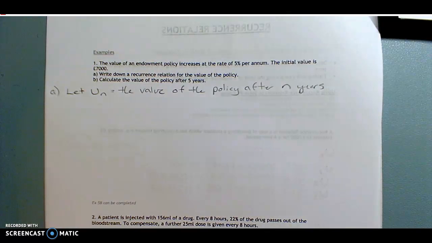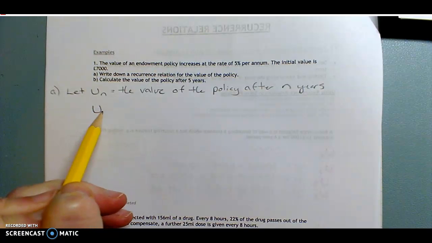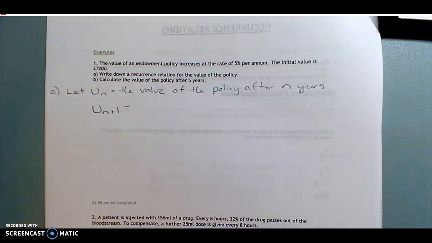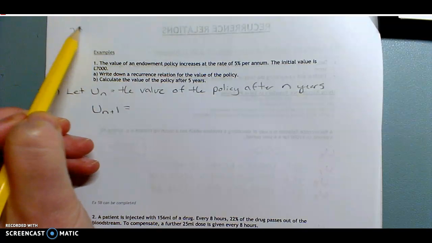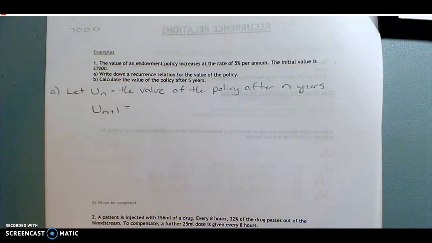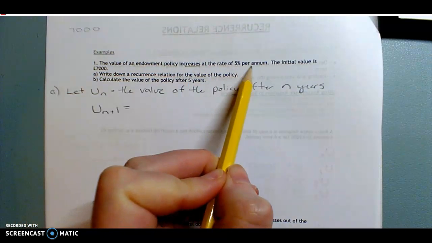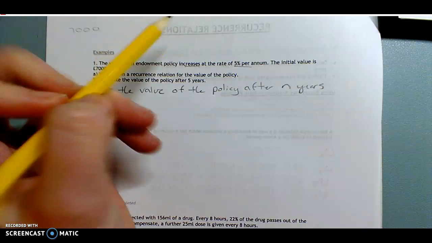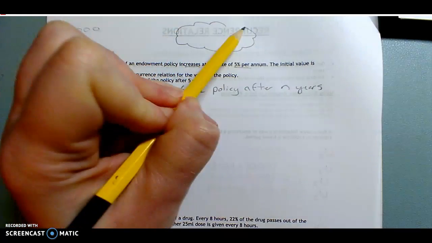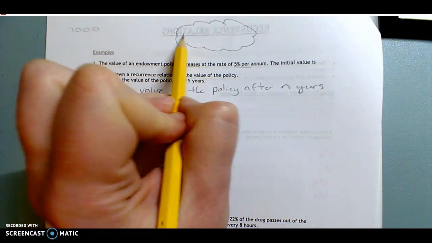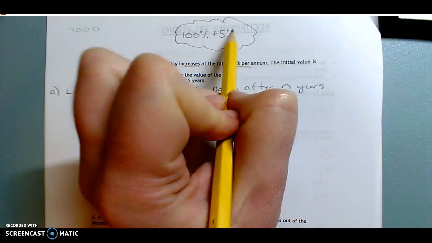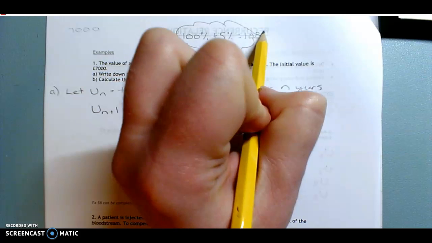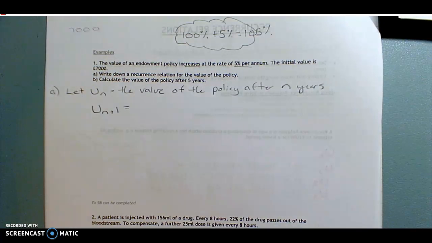Now, to get my next term, so to get U of n plus 1, what do I need to do? So if we just think on the side, if I have my initial value of 7,000 and I want to get the next value, well, we're increasing by 5%. Again, increasing by 5%, we know we take our 100% and we add 5% to it as it's an increase, and this will give me 105%.